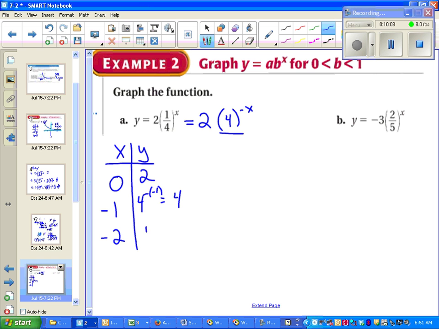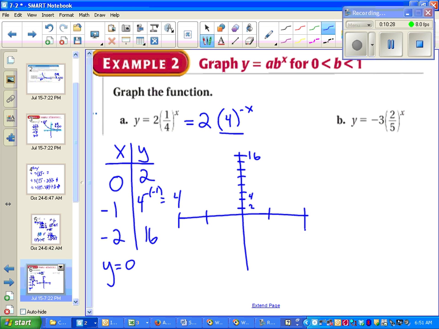No shift. So we can start drawing this. Looks like I need to go all the way up to 16, and on the x-axis, I should go out a couple units. So we plot our points: 0, 2; negative 1, 4; negative 2, 16. Once again, we see that this is decay. Put the dotted line in for your asymptote. Should have done that first.